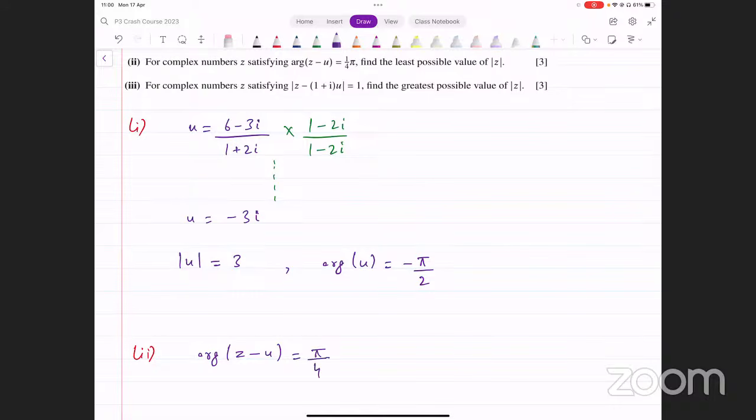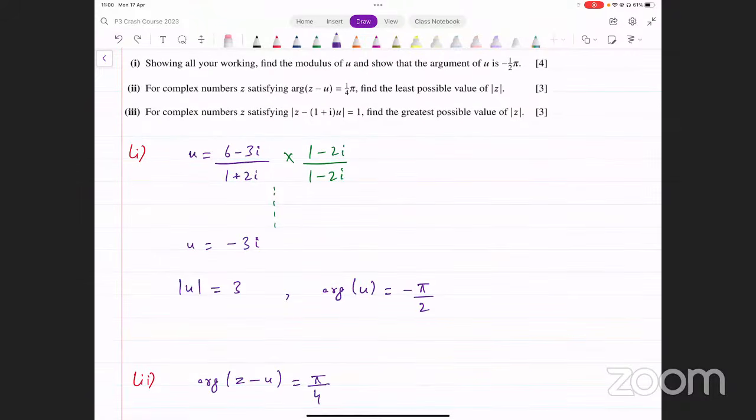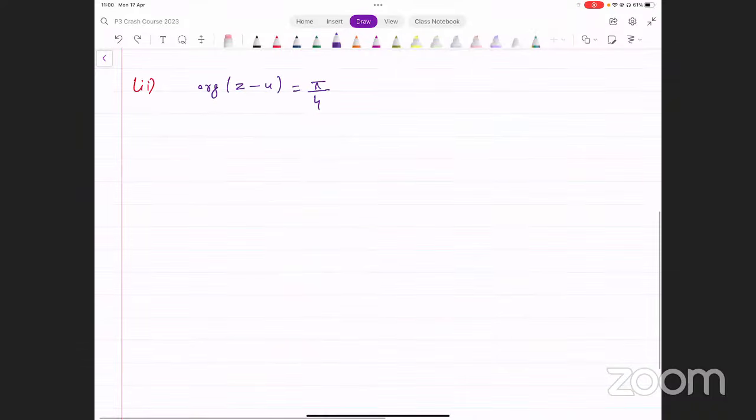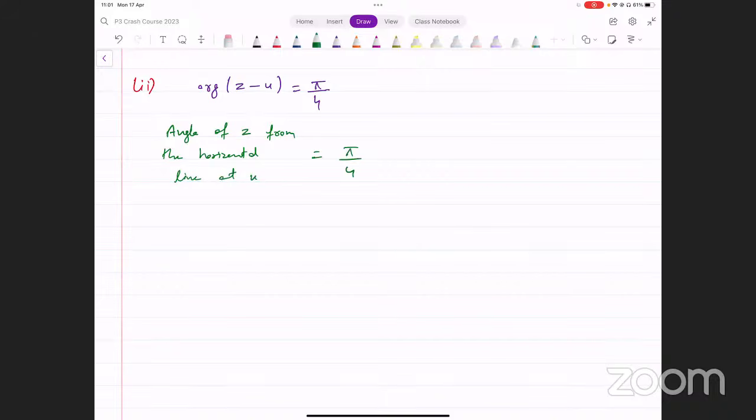So first of all, before we can find this least possible value of modulus of z, we need to represent this locus. Where exactly can the point z be? How do you understand this? It means the angle of z from the horizontal line at u is equal to pi over 4. That's how you understand the statement.